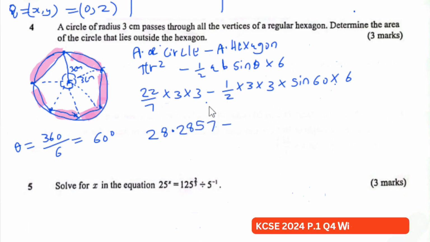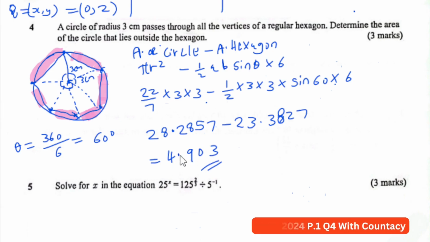Then we put here a minus. This one again you can use a calculator to find out. That is a half multiplied by 3 times 3 multiplied by sine 60 multiplied by 6, and that is going to give you 23.3827. Finally we can minus this one, minus 23.3827, which is supposed to give us 4.903. This one is in 4 significant figures, 1, 2, 3, 4.